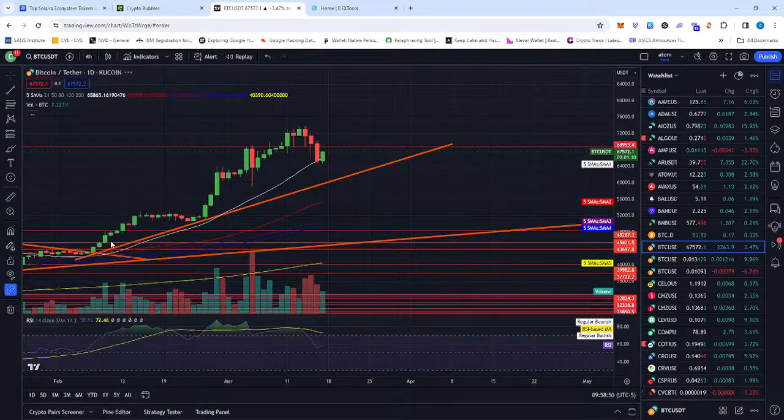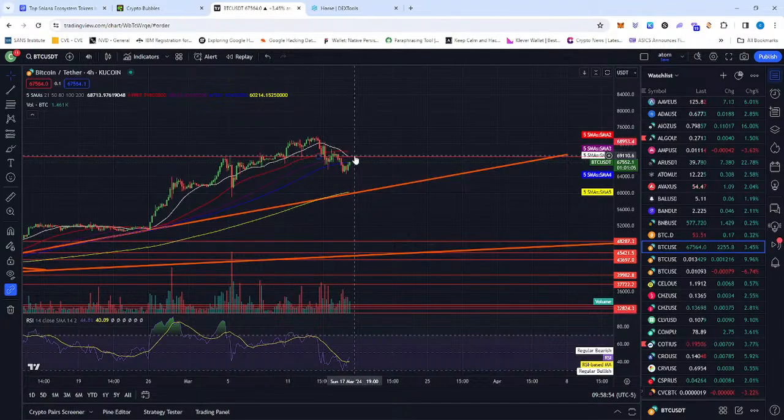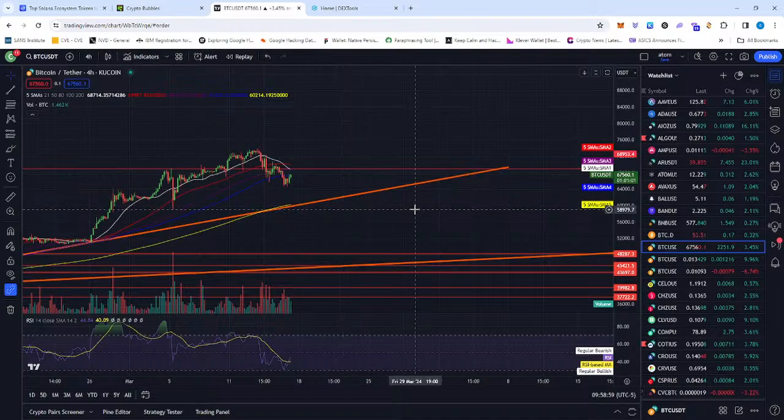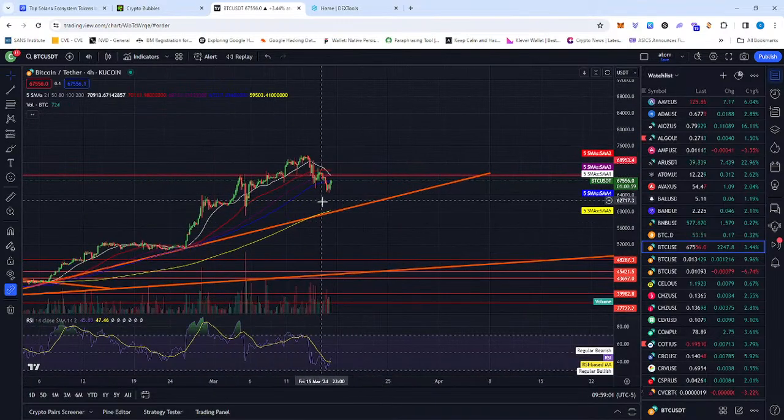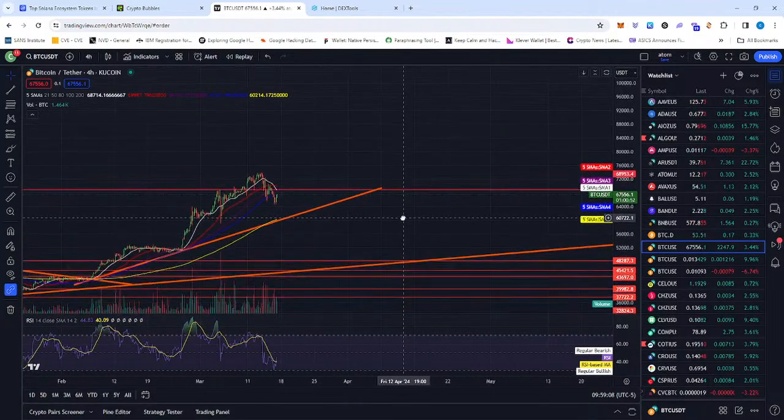Let's go to this 4-hour chart, and as you can see right here, it's below the 21, it's below the 50 and the 100, but it's not below the 200, right? But that 200 is creeping up here. If it falls below this 200, then you'll get a rollover. Then I would be worried.